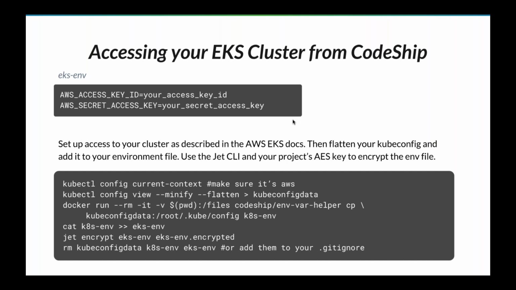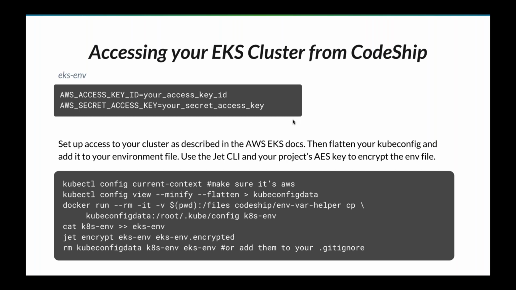CodeShip has a helper script to take that data and turn it into an environment variable that we can then consume in the CodeShip build. It's distributed as a Docker container. You can just docker run this CodeShip envvar helper image, pass in that kubeconfig data, and what you'll get out is that nice environment variable that CodeShip can use during the build. I just decided to call it kubernetes.env. Then all I'll do is append that Kubernetes environment variable with my kubeconfig to my AWS credentials. Then I just have one file that I need to encrypt, and I'm going to do that via the CodeShip Jet CLI. The command is jet encrypt.